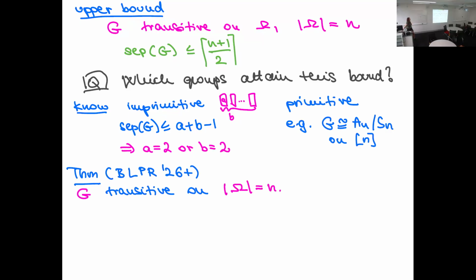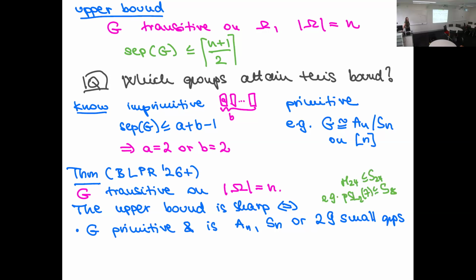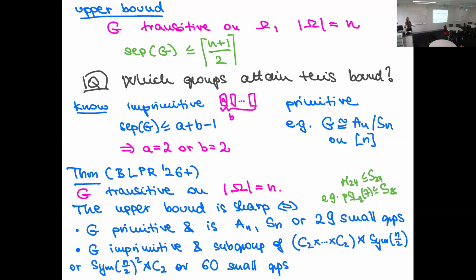So if G is transitive on omega, where omega has size n, then the upper bound is sharp if and only if G is primitive and is An, Sn, or 29 small groups, for example, M24 in degree 24 or PSL2(7) in degree 8, or G is imprimitive and is a subgroup of C2 wreath Sym(n/2), or Sym(n/2) wreath C2, or 60 small groups, for example, this C2 wreath M12 in 24 points.